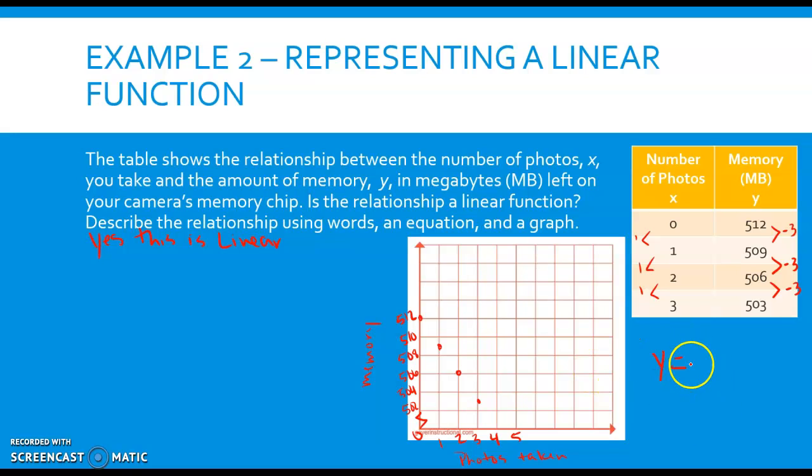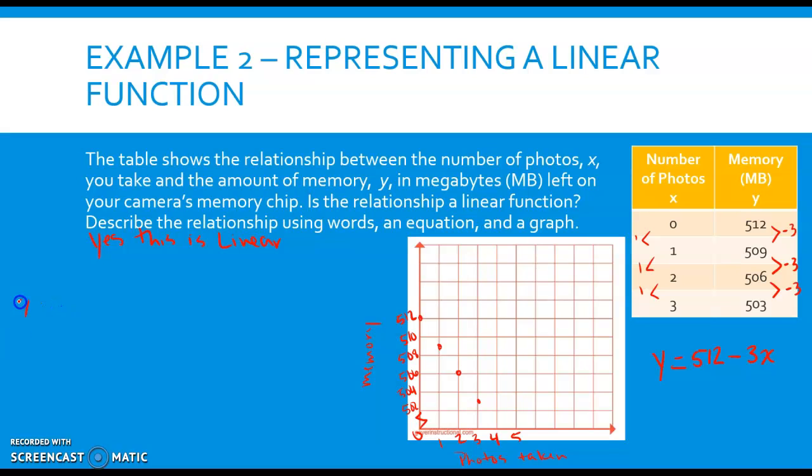So y is going to equal, when we look at this, we're starting at 512. It tells us that at 0 photos, we're at 512. So we're not going to go beyond 512. So at 512, each time we take a picture, we subtract 3 megabytes. So we're going to subtract 3 for every picture X. And so that's going to be a minus 3X. And so that's our equation. 512 minus 3X. And now we need to put it into words.